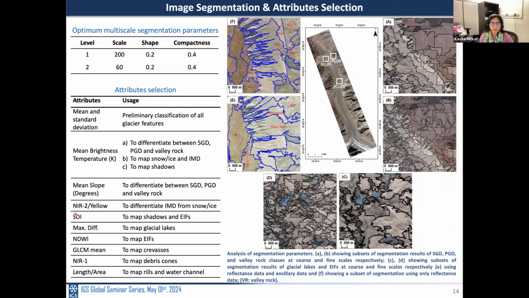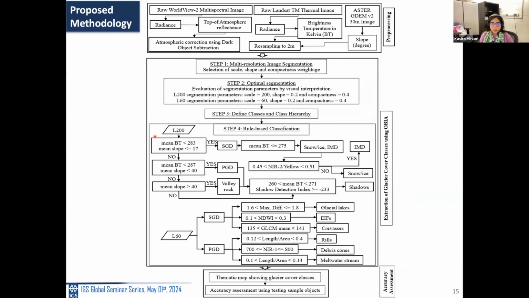For example, I have used the SDI, the shadow detection index, to map the shadows and the exposed ice faces. Then I have used the max difference attribute to map the glacial lakes, and the GLCM mean to map the crevasses. All these attributes that I've listed here have been carefully evaluated, and I also sought expert advice after getting the results. So this is the complete methodology.